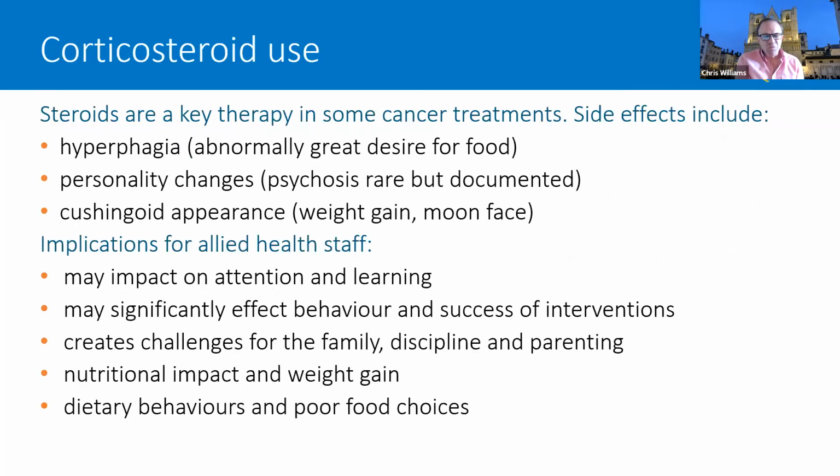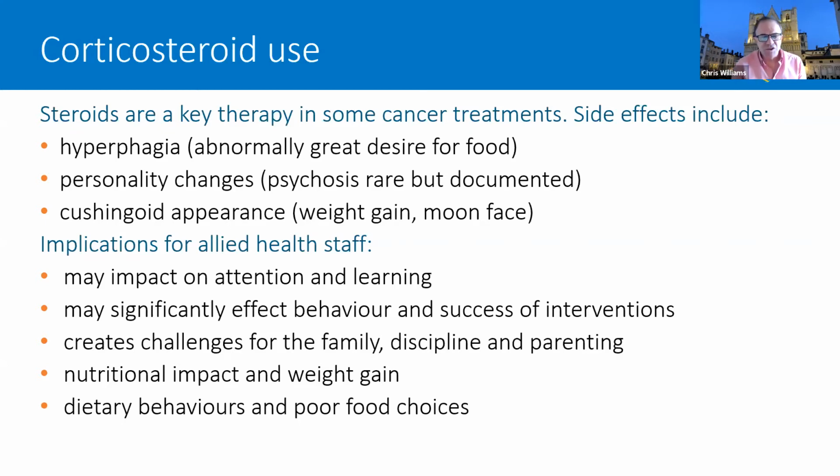The second one that came out, and this was feedback from the allied health group, wanted to know a little bit about this, is corticosteroid use. So steroids such as prednisone or dexamethasone are really key therapy in some cancer treatments, particularly leukemia. They're probably the number one treatment to get a child into remission. Steroids are really effective at killing off the lymphocytes, which is the type of leukemia they have, or in lymphoma.